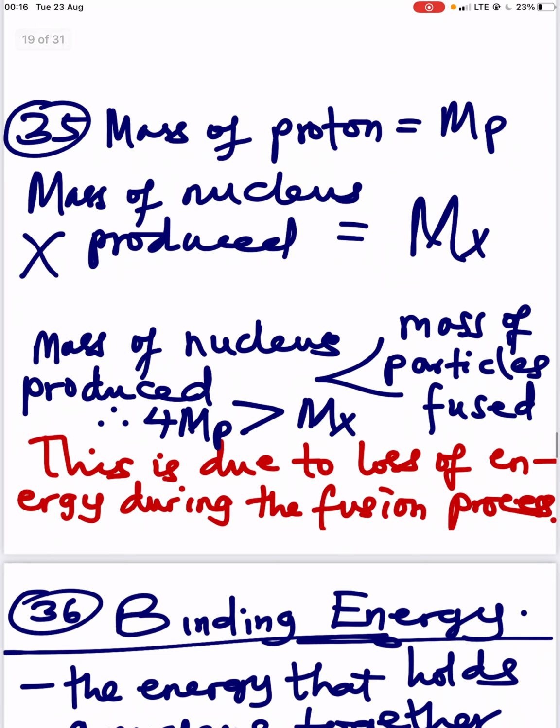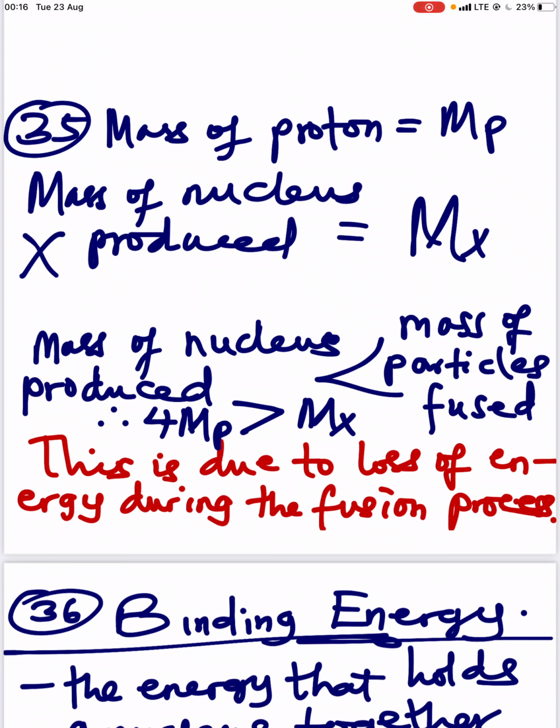But in question 35, there's a different kind of question asked here. It says mass of proton is mp, mass of neutron, okay, 4 protons are brought together to form a nucleus. It says which of the following equations is correct?